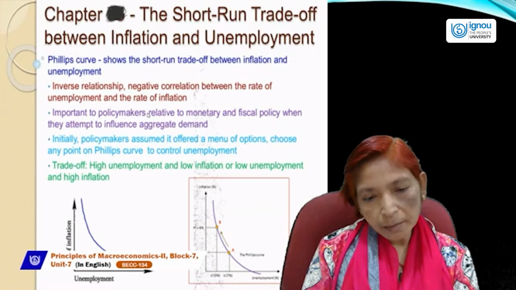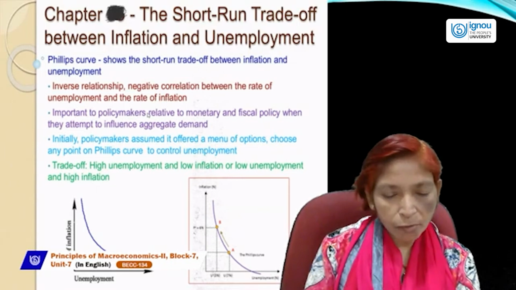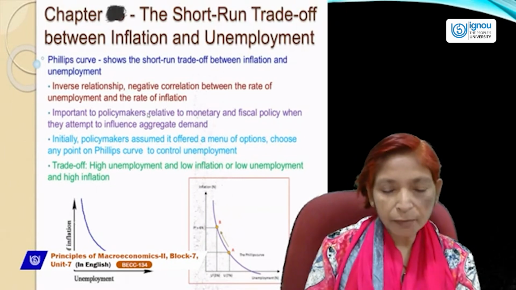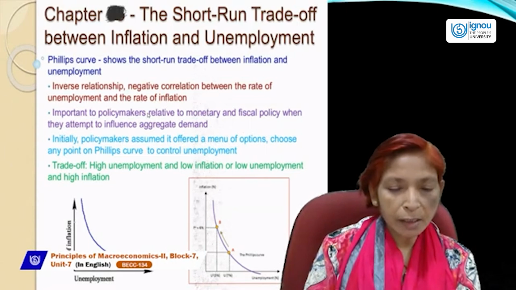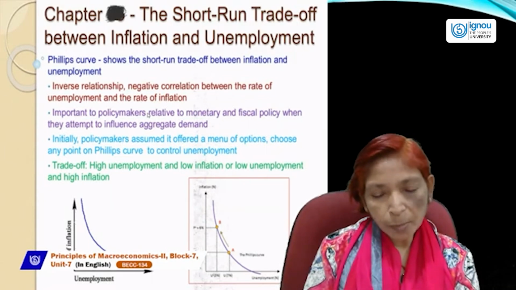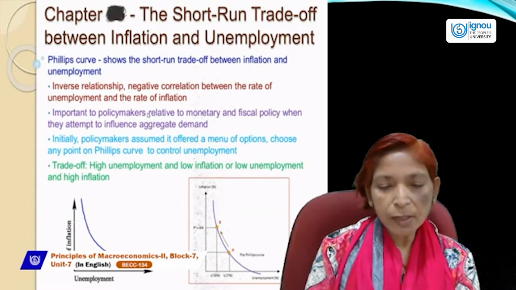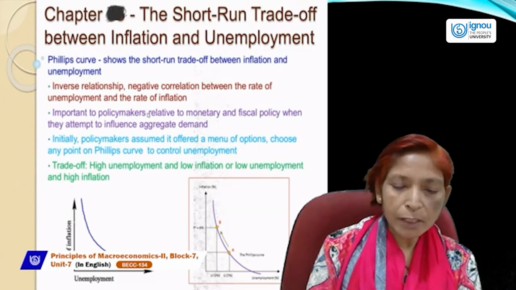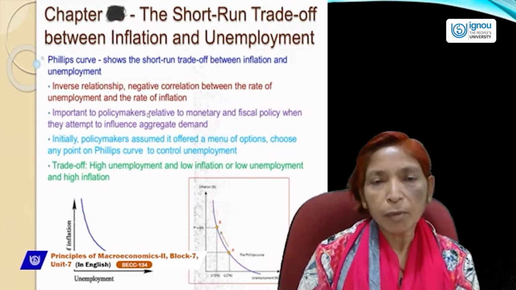And in another diagram, here we are watching two points, A and B. If we move from A to B, it means inflation rate is increasing. If inflation rate is increasing, unemployment will fall. And if we inversely move from point B to point A, moving downward, then unemployment will rise. If this point moves right upward, then inflation will rise and unemployment will fall.